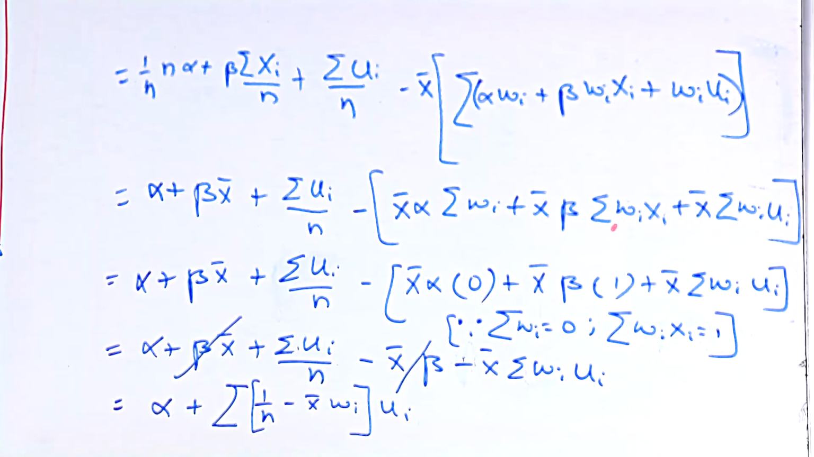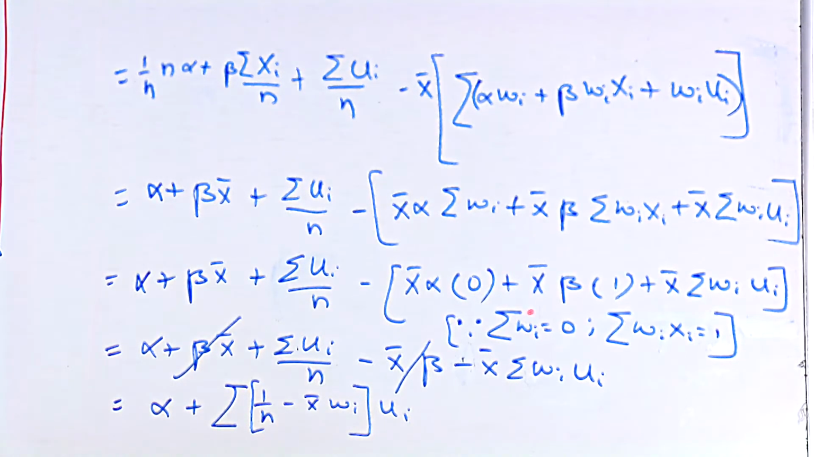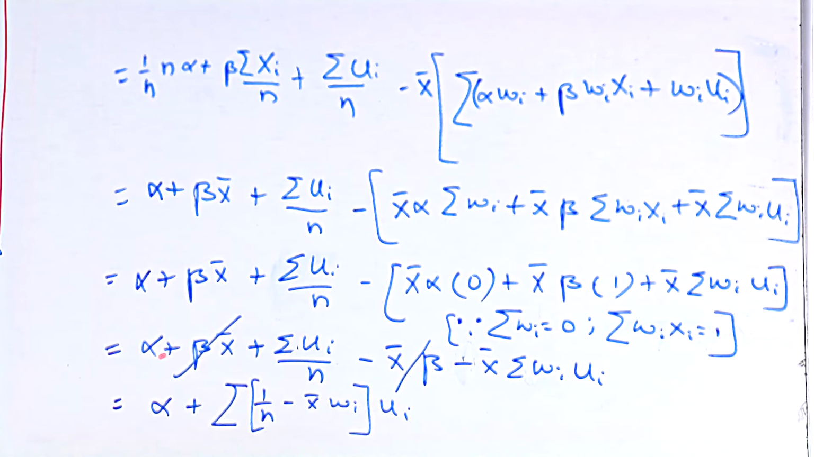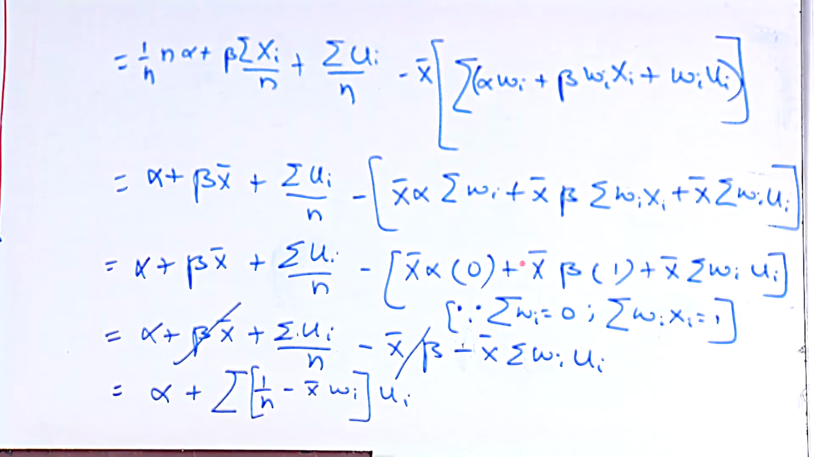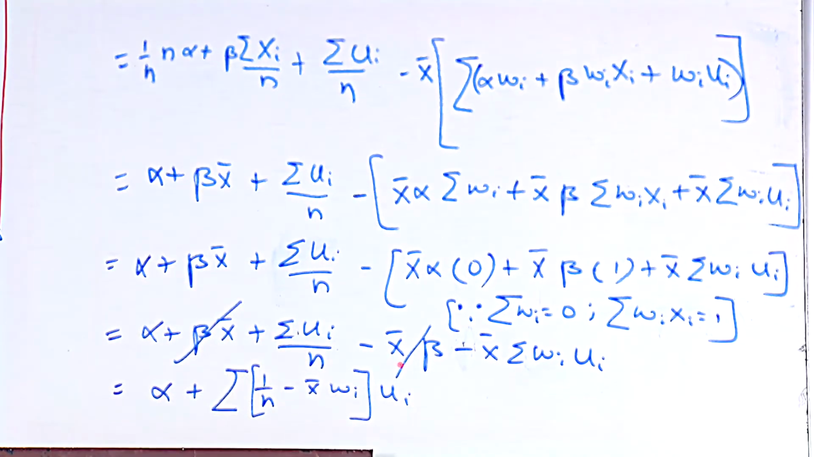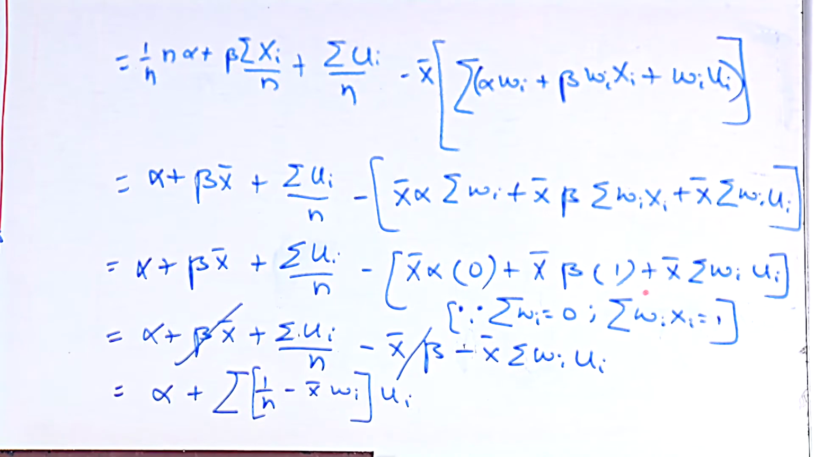Now this can be further reduced. Within that, this small sigma Wi is equal to 0, we already know, and this sigma Wi capital Xi is equal to 1, and we are substituting this value. We get x bar alpha into 0 plus x bar beta into 1 plus x bar sigma Wi ui. So we are carrying this minus sign inside, we get alpha plus beta x bar plus sigma ui by n minus, multiplying this minus into this, we get minus x bar beta minus x bar sigma Wi ui.